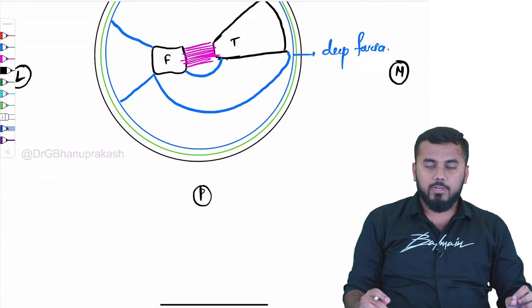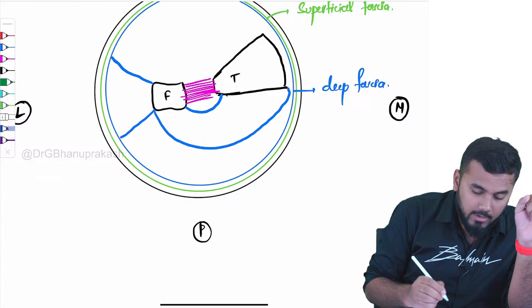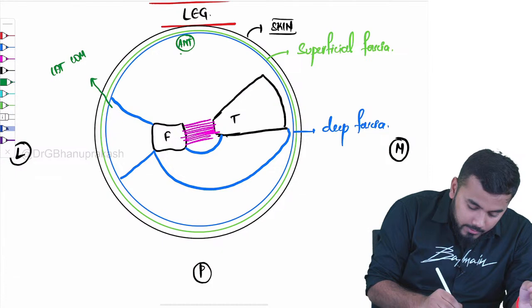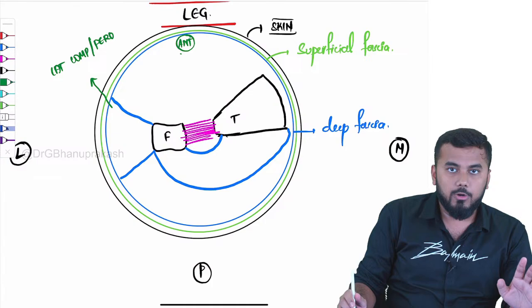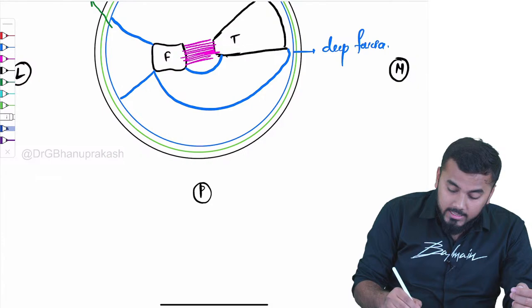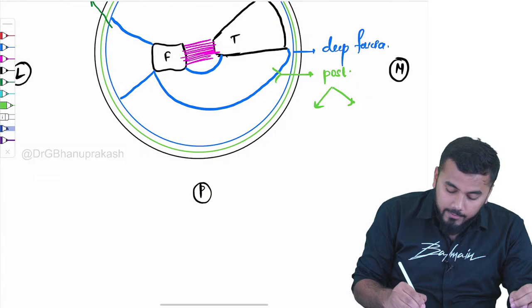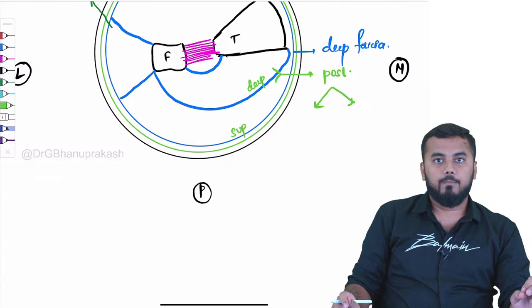Now look here. We have got a compartment here. What is the name of this compartment? This compartment is called the anterior compartment. And this compartment is called the lateral compartment, also called the peroneal compartment, because I told you lateral compartment is called peroneal compartment. And these two are called the posterior compartment. Now the posterior compartment is in turn divided into two. This is called the superficial posterior compartment and this is called the deep posterior compartment.